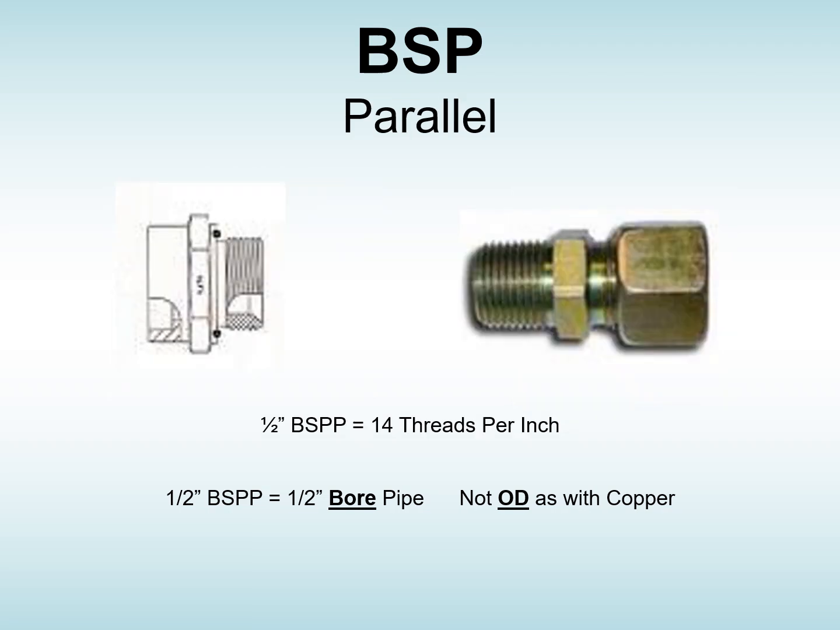Here we have BSPP, otherwise known as parallel. As you can see here, the threads are parallel and not tapered. And again, it's half-inch BSPP, 14 threads per inch, and it's the same. It's the bore of the pipe, not the OD as it is with copper.